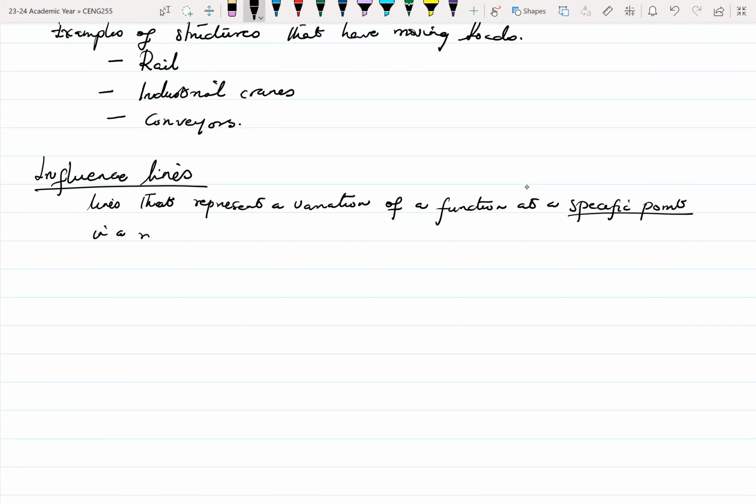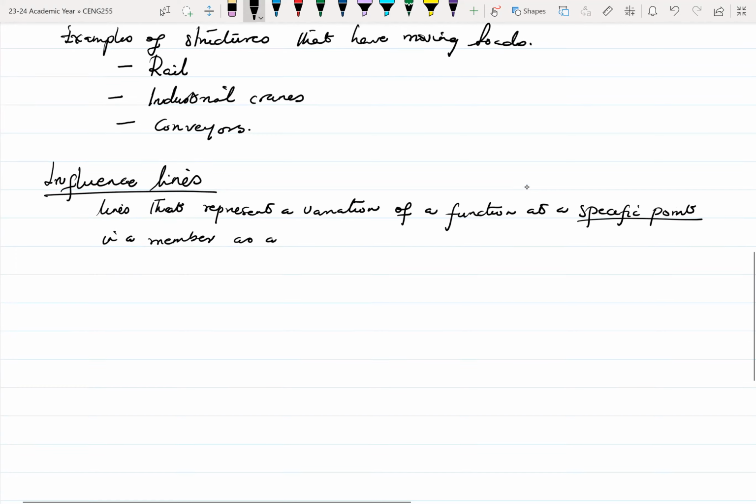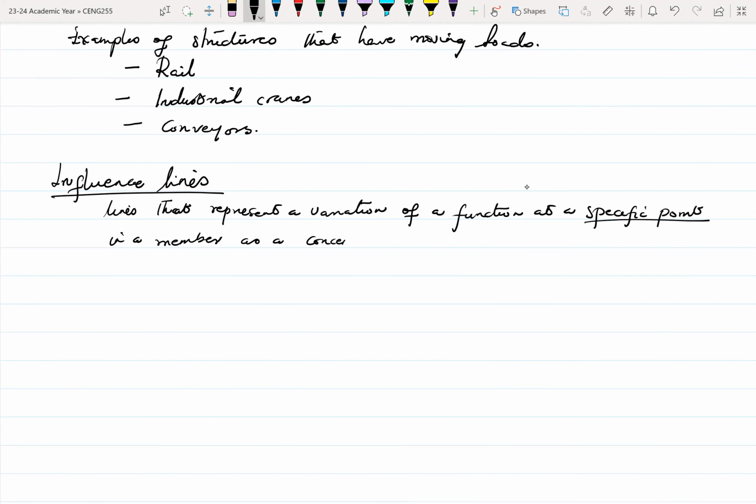So in a member or members as a concentrated load. So typically we use a unit load that moves across the member.